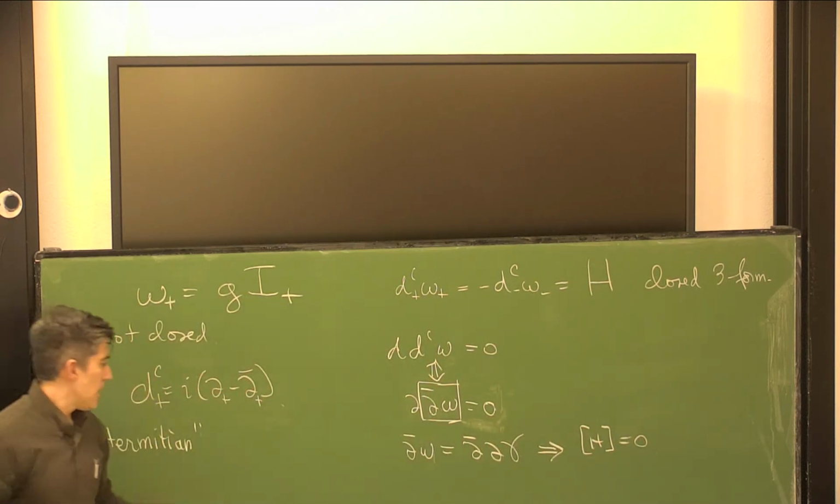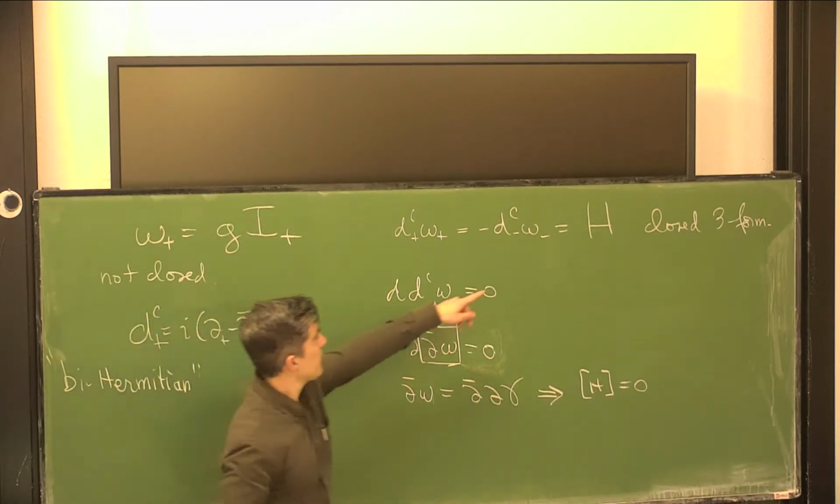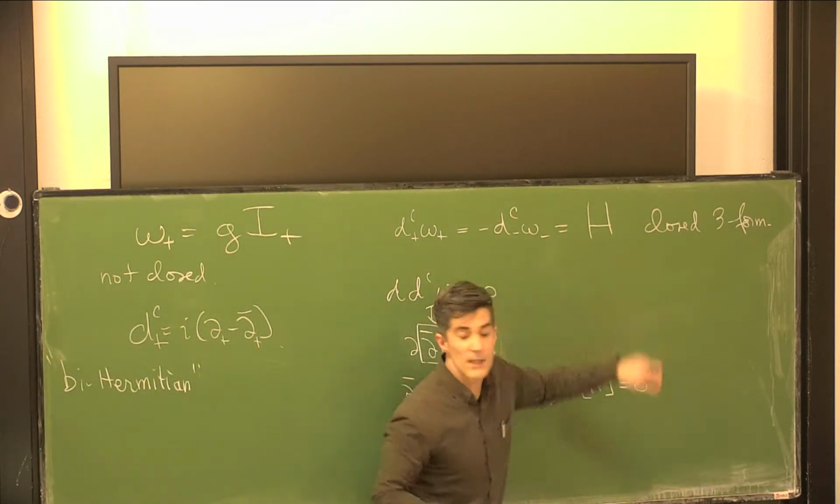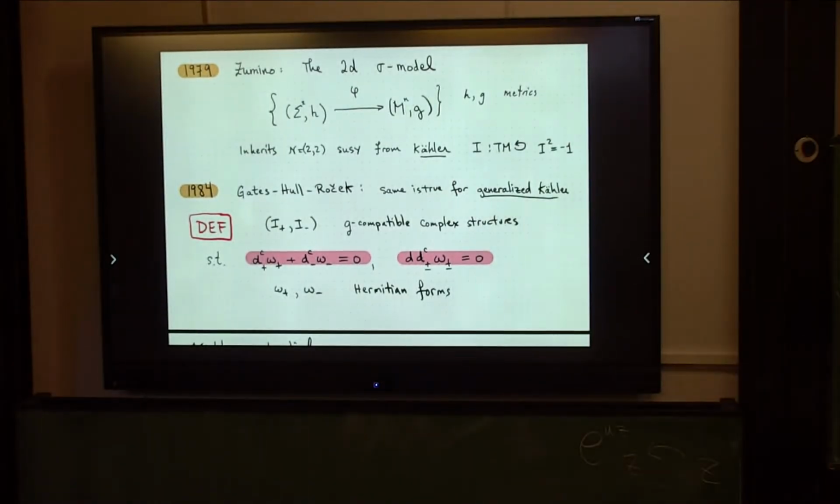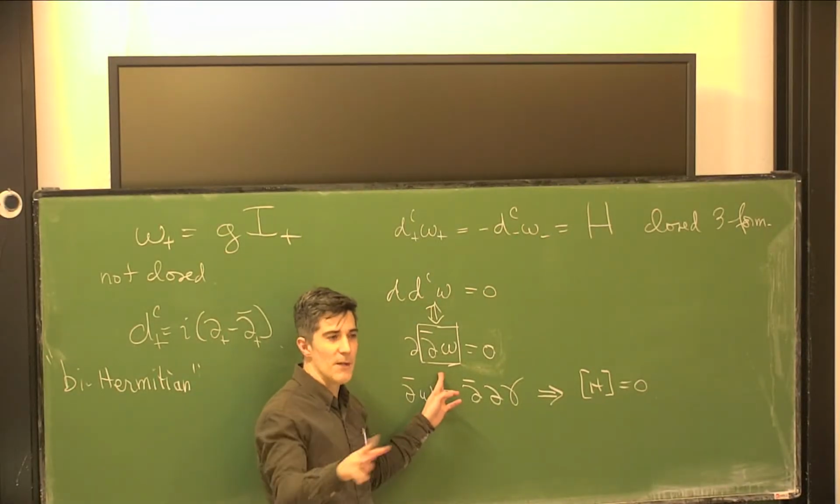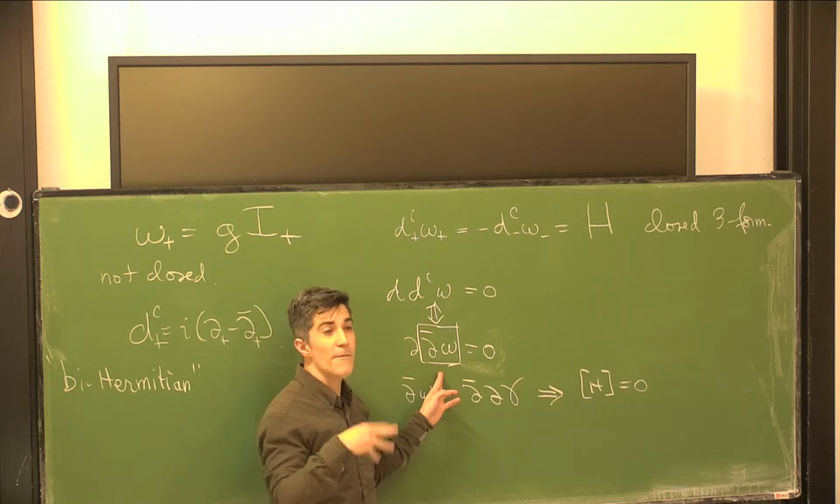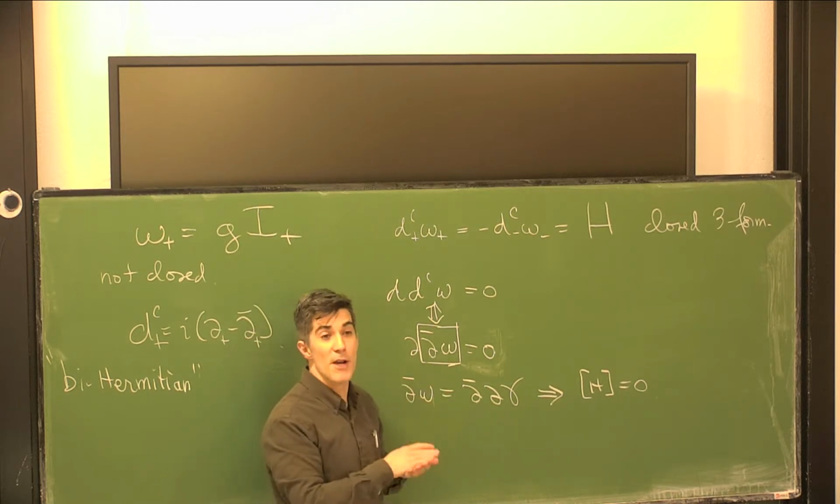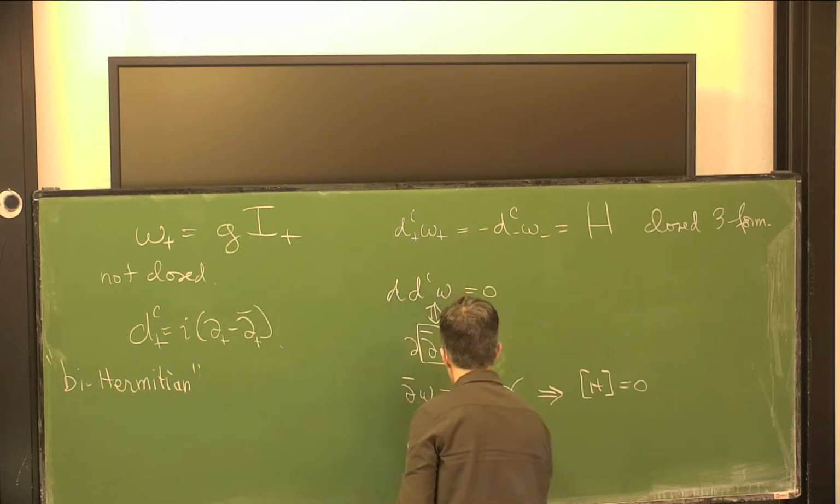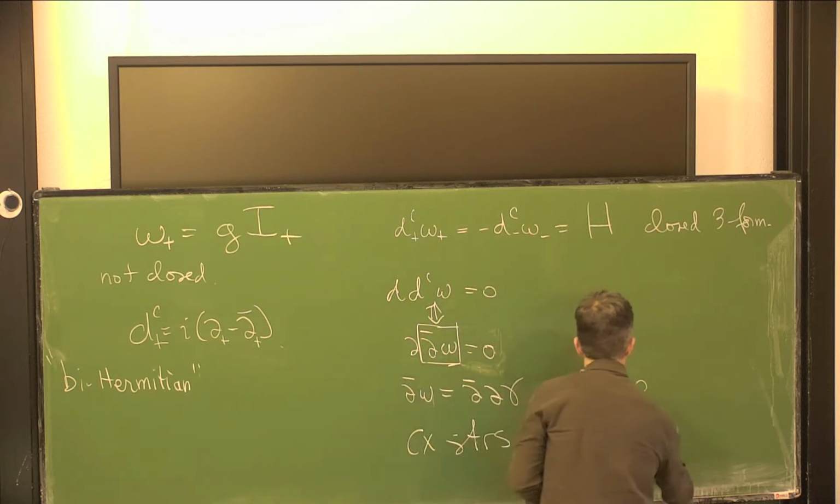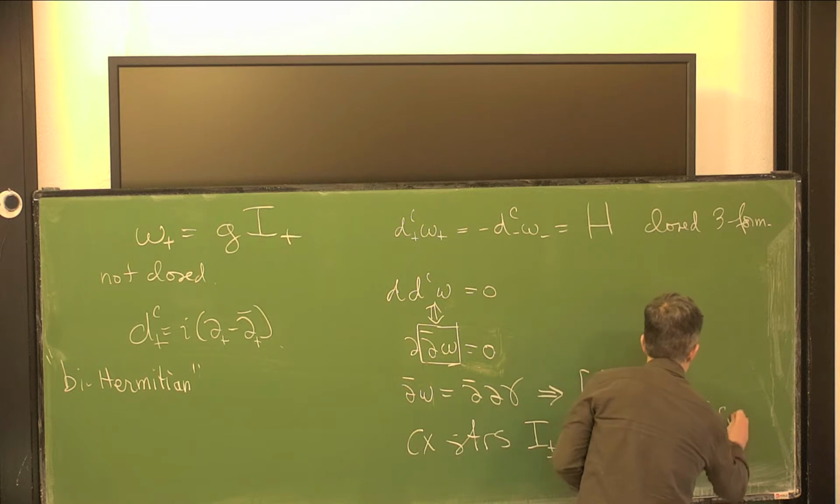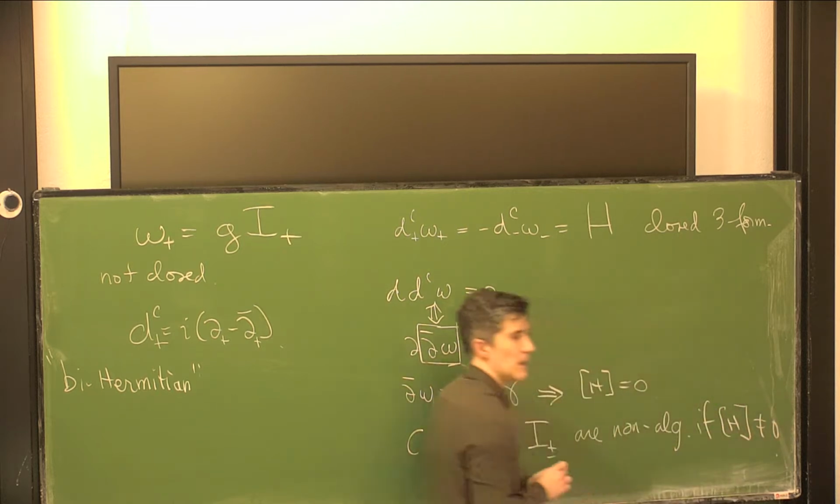Okay. So the interesting thing here is that if this closed 3 form, the Neveu-Schwarz 3 form of this model, was non-zero in the de Rham cohomology, then the dd bar lemma cannot possibly hold. The dd bar lemma is obstructed. And therefore, it cannot be algebraic. So the complex structures, I plus minus, are non-algebraic if the cohomology class of H is non-zero.